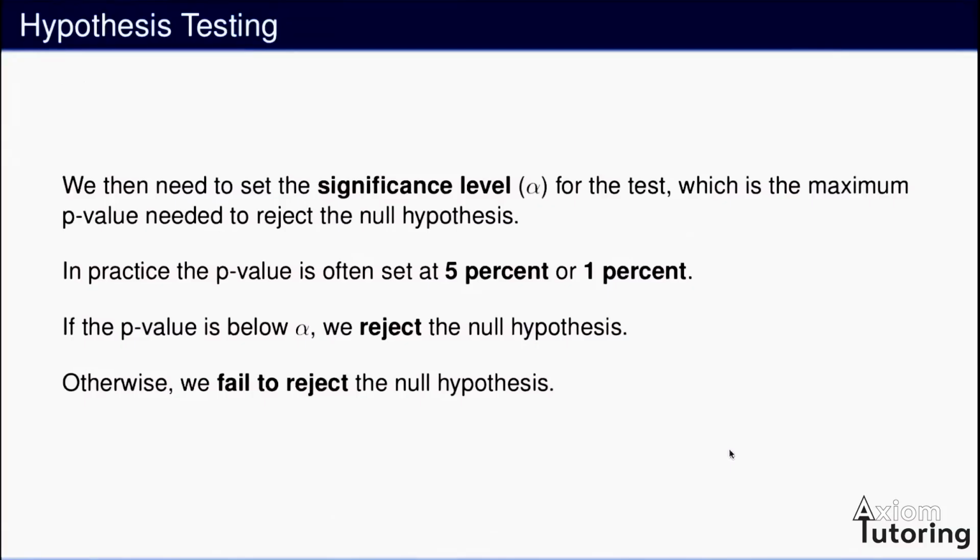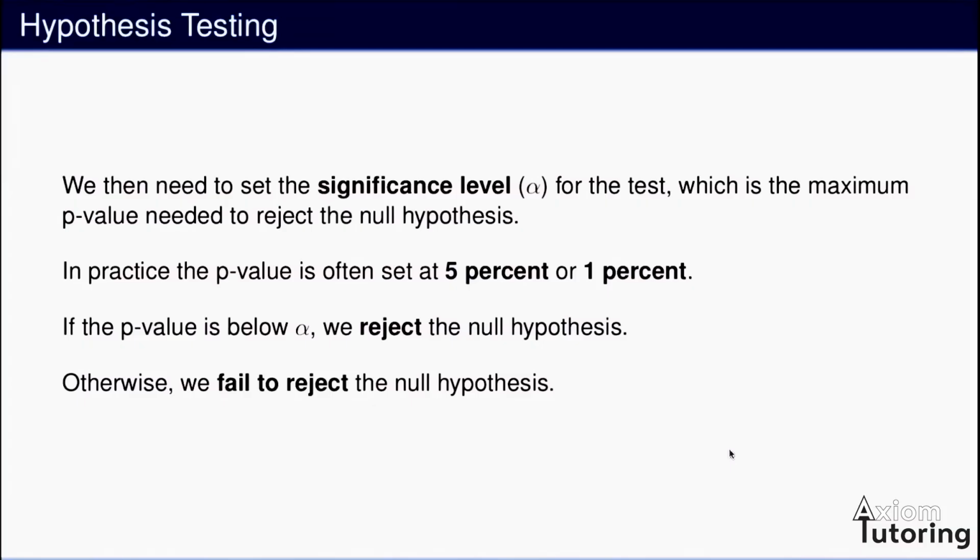The next step in our hypothesis testing is to set the significance level for the test, which is the maximum p-value needed to reject the null hypothesis. So that's something that you can set yourself, but in practice, it is often set at 5% or 1%. And if the p-value is below alpha, so below the significance level, we reject the null hypothesis. And otherwise, we fail to reject the null hypothesis. Okay, so always remember, if the p-value is below alpha, we reject the null hypothesis, and otherwise we don't reject the null hypothesis.